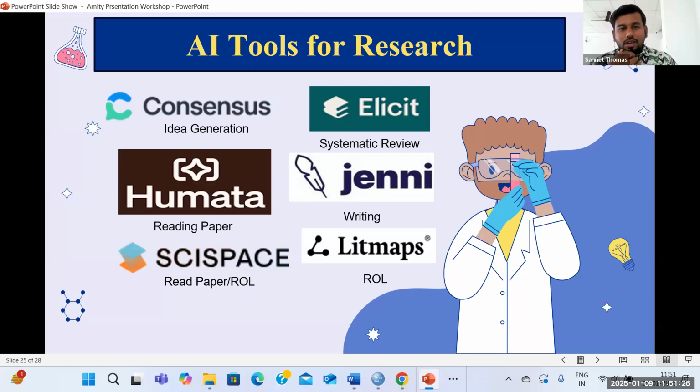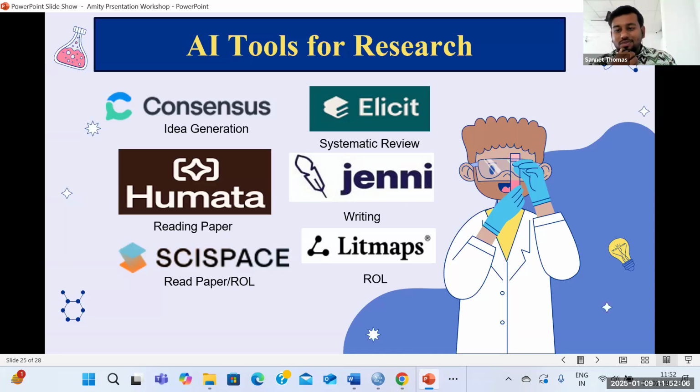And if you have a lack of time and you don't know what exactly this article means, on your behalf the tools will read whatever articles you have downloaded. And if you have a problem with the writing, the AI will write your article. And if you have no idea about how the reviews of literature are scattered or related to your study, you can use these tools.